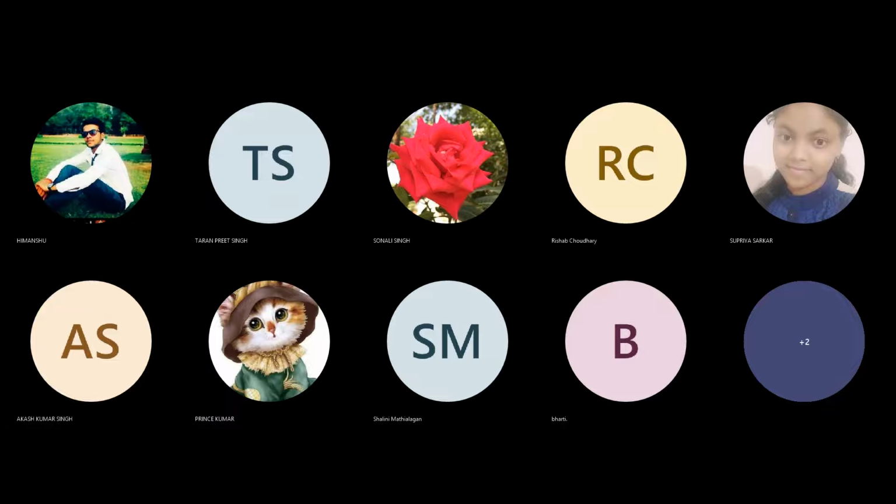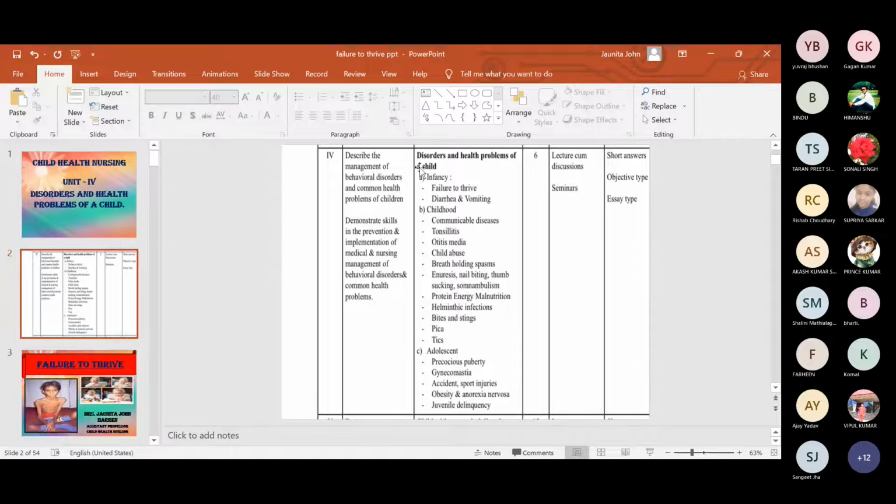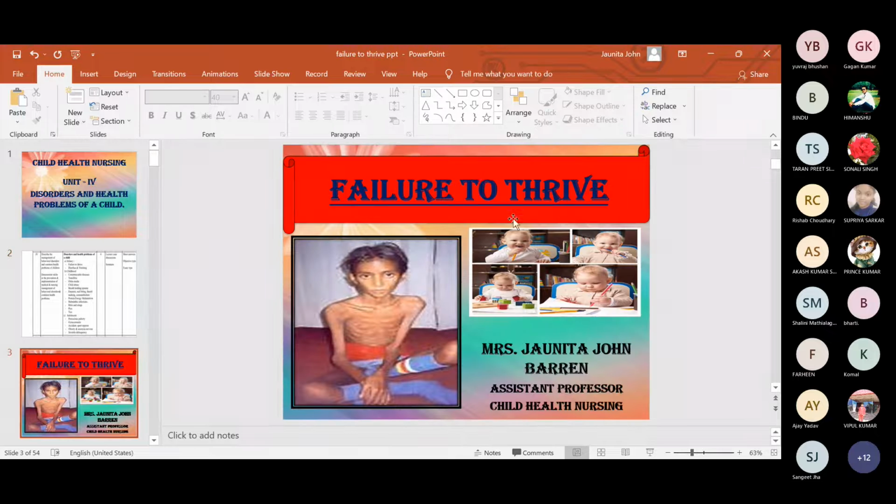So it will be the fourth unit, which is disorders and health problems of a child. In the syllabus, as you all can see, it is the fourth unit. Under that, the first topic is infancy. Today we will see failure to thrive.